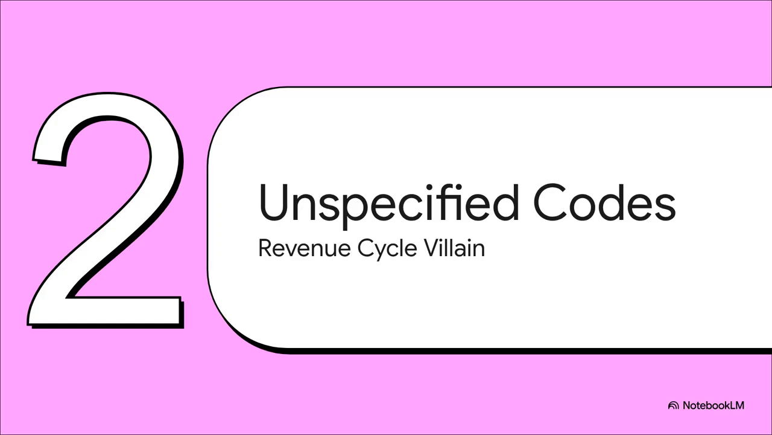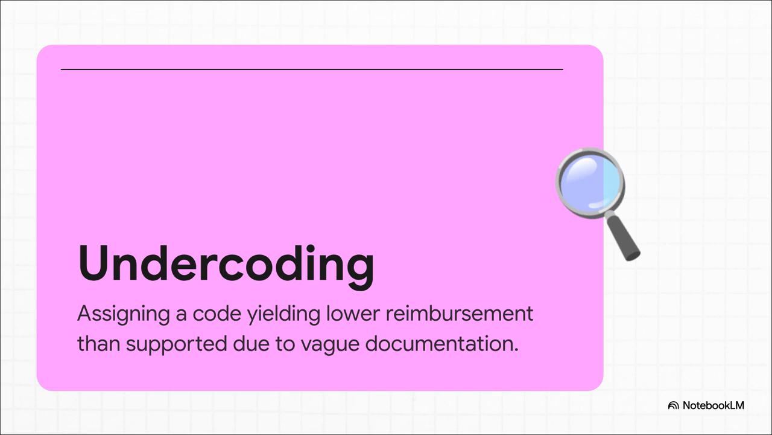Moving right along to Section 2, the risks of unspecified codes. And guys, this is literally the villain of the revenue cycle. With our baseline established, let's talk about the absolute #1 threat we face on a daily basis when it comes to protecting a hospital's financial integrity. Think about it. Vague documentation completely forces a coder's hand. If a provider just scribbles heart failure, well, a coder cannot legally just assume they meant acute on chronic systolic heart failure. They have to default to the unspecified code.